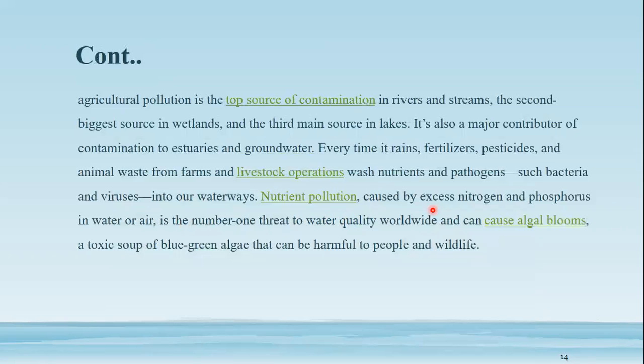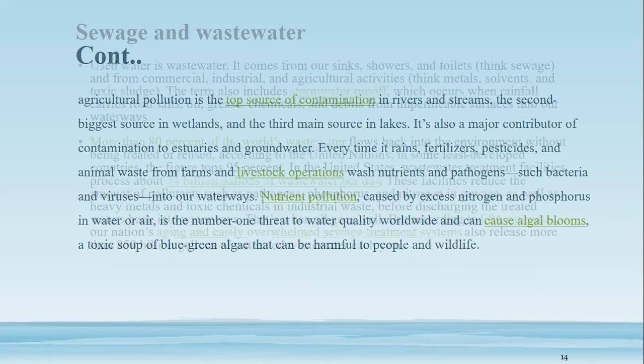Nutrient pollution, caused by excessive nitrogen and phosphorus in water or air, is the number one threat to water quality worldwide and can cause algal blooms, a toxic soup of blue-green algae that can be harmful for people and other wildlife. Because sunlight cannot pass through it, no photosynthesis occurs in the water, and then plants, fish, and other aquatic species can die.